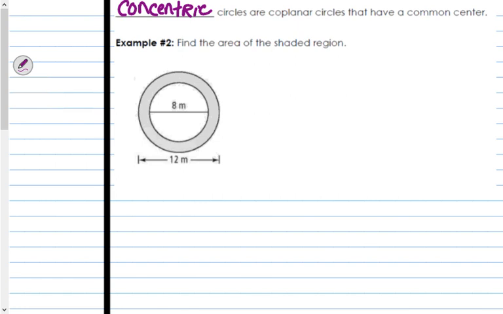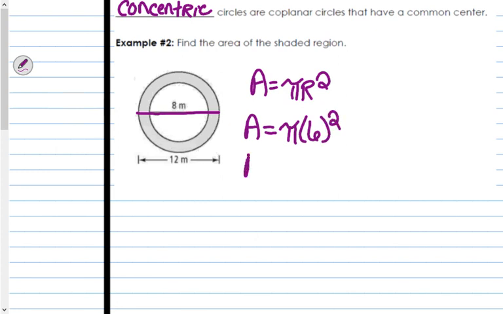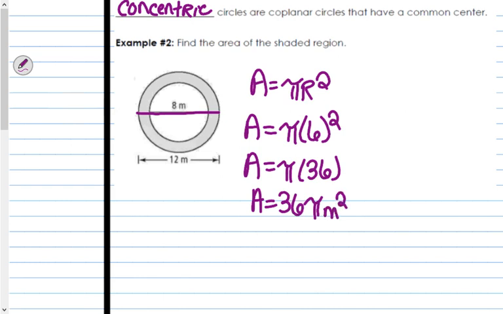What we're going to have to do is find the area of the entire big circle, find the area of the smaller circle, and then subtract them. So the formula for area is pi r squared. And the larger circle has a diameter of 12. So its radius is 6. So its area is pi times 36. Its area is 36 pi. 36 pi meters squared. But I don't need all of that.